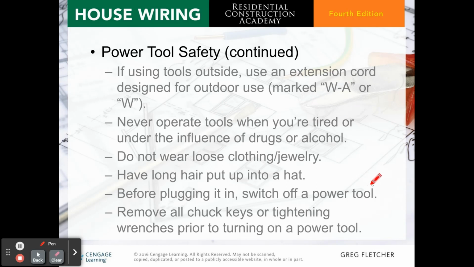Never operate tools when you're tired or under the influence of drugs or alcohol. This poses a threat to you and to other people. Do not wear loose clothing or jewelry. Have long hair put up into a hat or tied back. Before plugging it in, switch off a power tool so when you plug it in, it's not on. Remove all chuck keys or tightening wrenches prior to turning on a power tool.